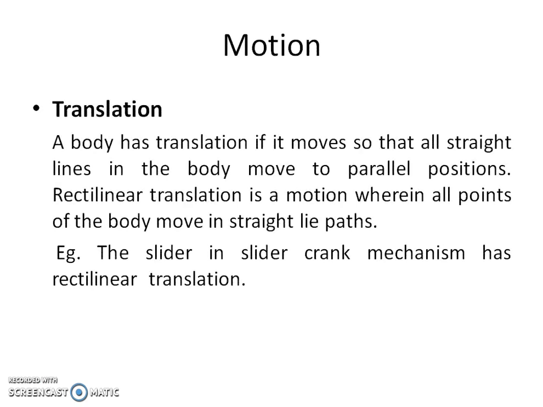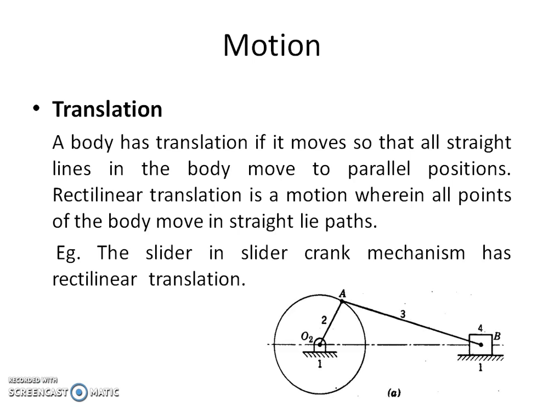Translation. A body has translation motion if it moves so that all straight lines in a body move to parallel positions. Rectilinear translation is a motion wherein all points of a body move in straight line paths. An example is a slider crank mechanism that has rectilinear motion. So this slider over here moves in a rectilinear translatory motion.